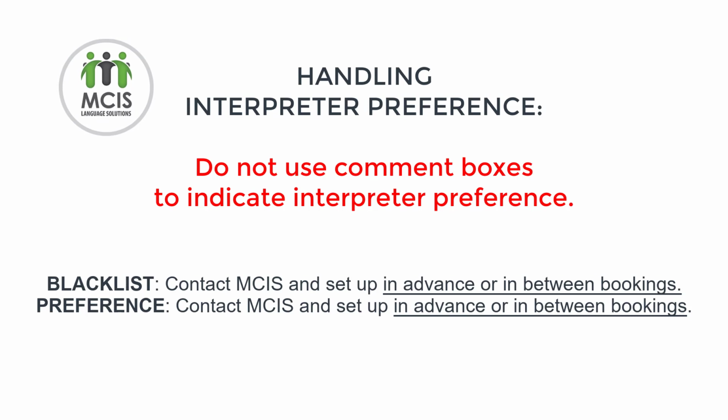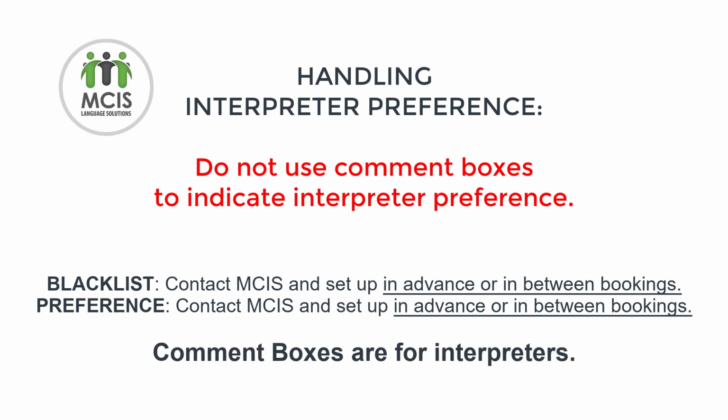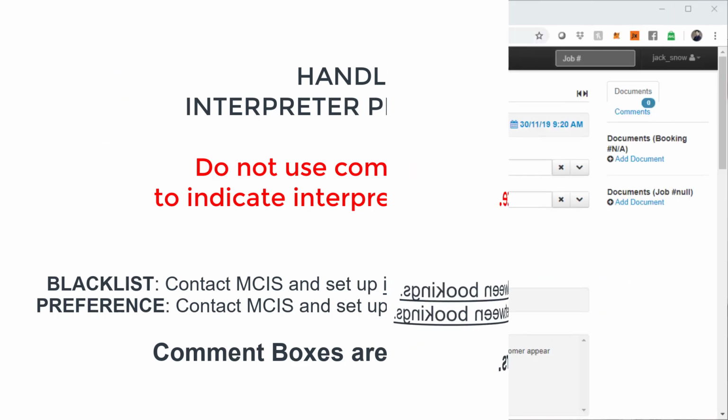If you have a preference for certain interpreters, please also contact MCIS in advance of entering requests, and we will add these preferences under your file. These interpreters will be prioritized for your requests. In general, for any considerations that should not be passed on to interpreters, please contact MCIS by phone or email before or after sending requests on Interpreter Intelligence, and avoid using the comment boxes.